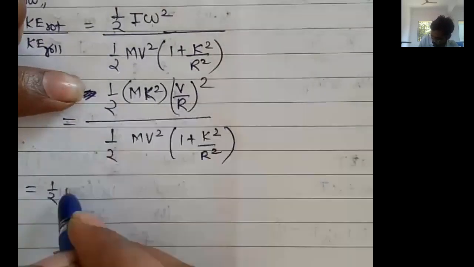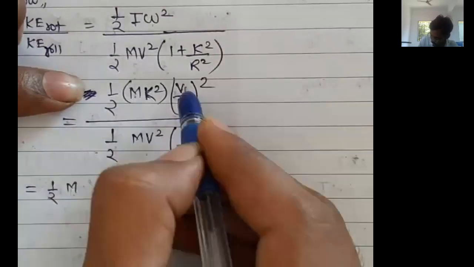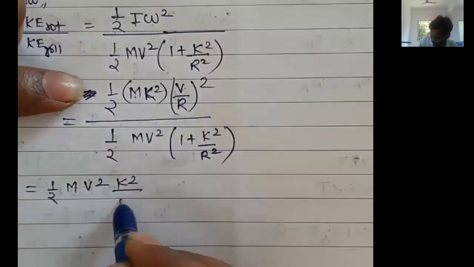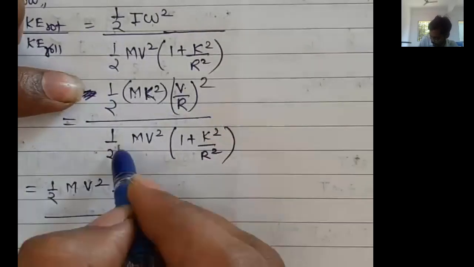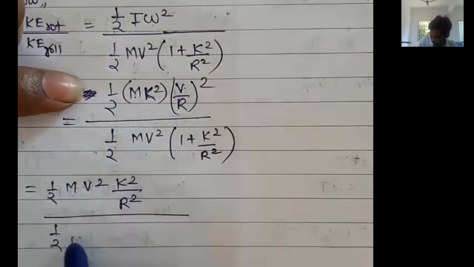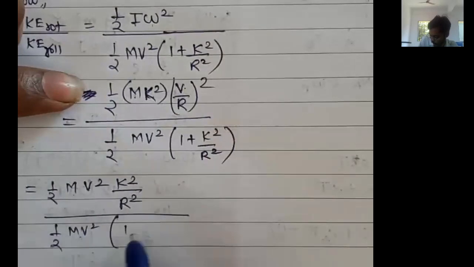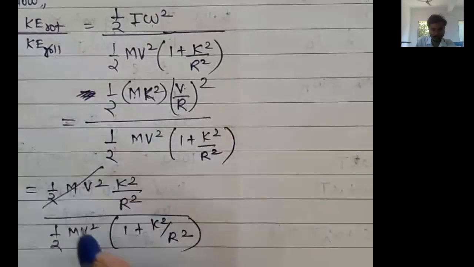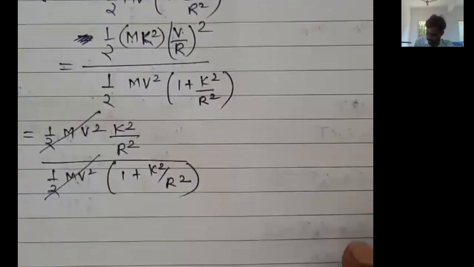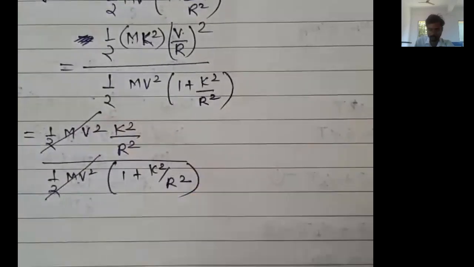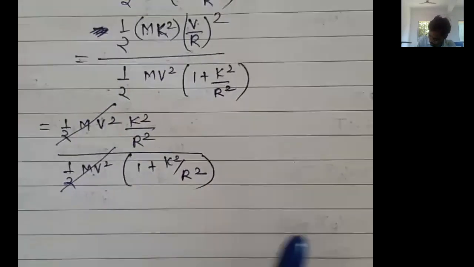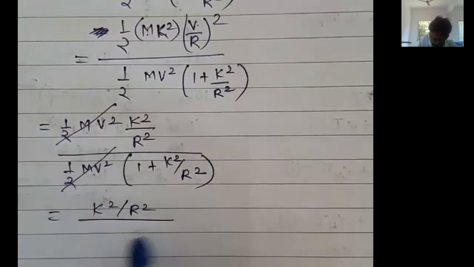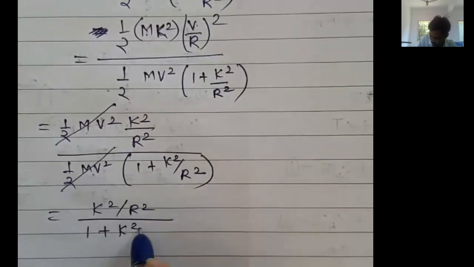1/2. Sir, m as it is, v square, k square divided by r square, whole divided by 1/2 as it is, mv square as it is, 1/2 mv square into bracket 1 plus k square upon r square. Fine. Sir, this 1/2 mv square, 1/2 mv square gets cancelled. What remains is k square upon r square divided by 1 plus k square upon r square. Okay, so very simple.